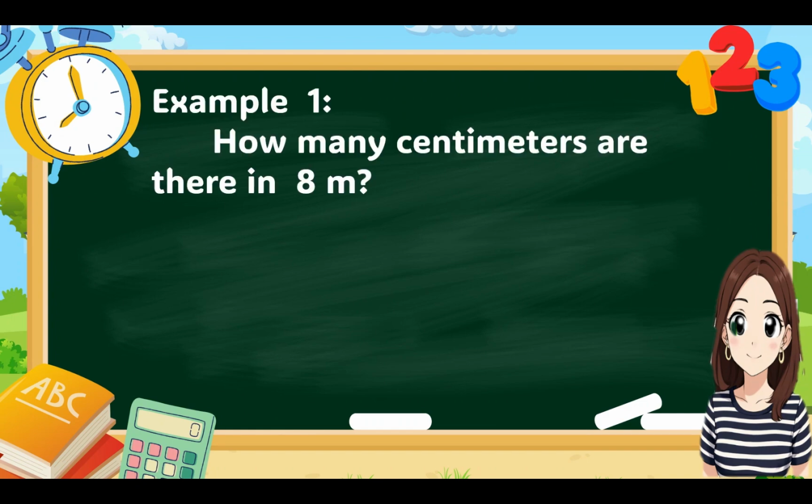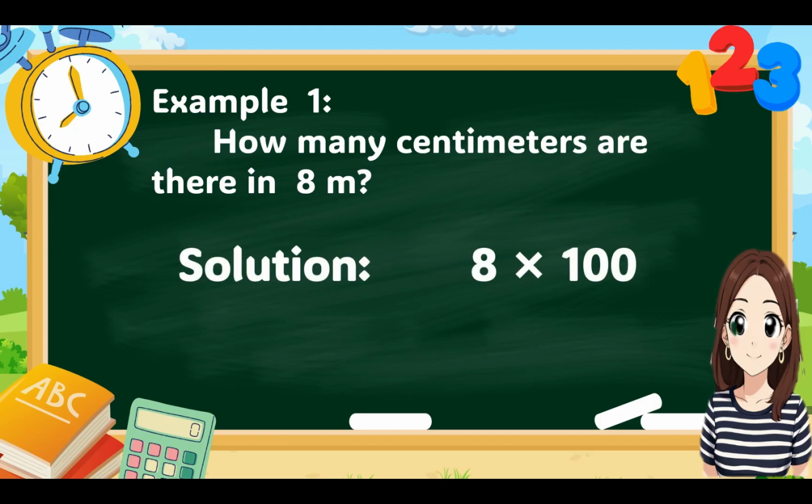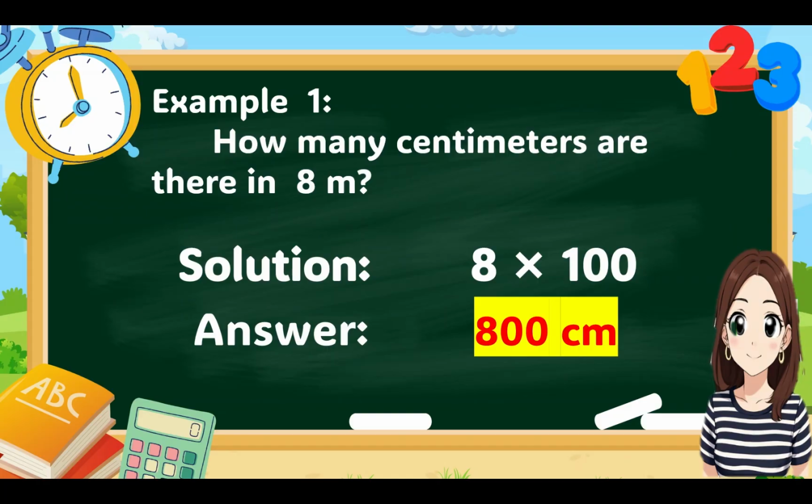Let's take example number 1. How many centimeters are there in 8 meters? Take note that 1 meter is equal to 100 centimeters. So if there are 8 meters, we shall multiply it by 100. So 8 times 100, that is equal to 800 centimeters.